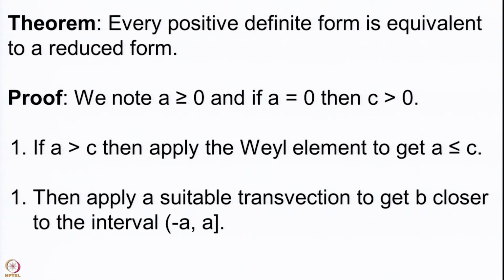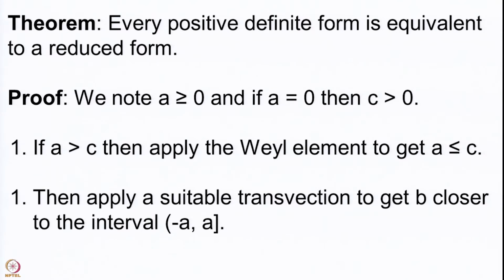So, what we do is that we apply a suitable transvection to get B closer to the interval (minus A, A]. I have put here the sign for minus A as a round bracket, and for the right hand side the closing bracket is taken to be a square bracket. So, the round bracket signifies that we are not taking minus A, it is an open interval, and the closed bracket signifies that that is a closed interval. So, we are allowing A, but we are not allowing minus A. So, we will actually start with minus A plus 1 towards A. So, these are all the integers that are allowed.